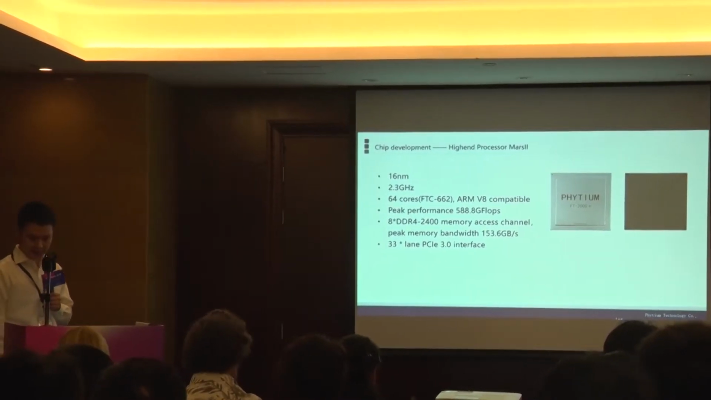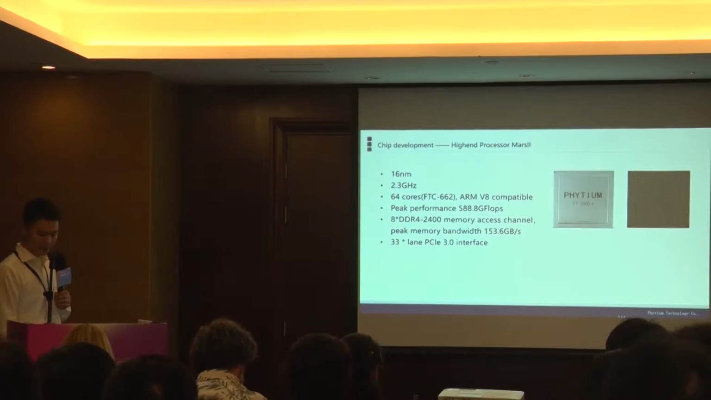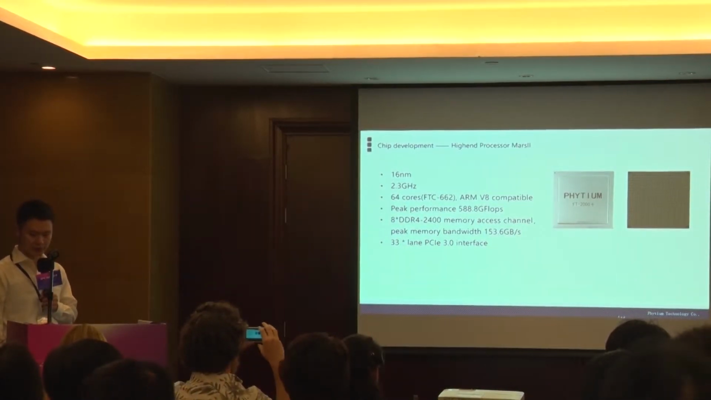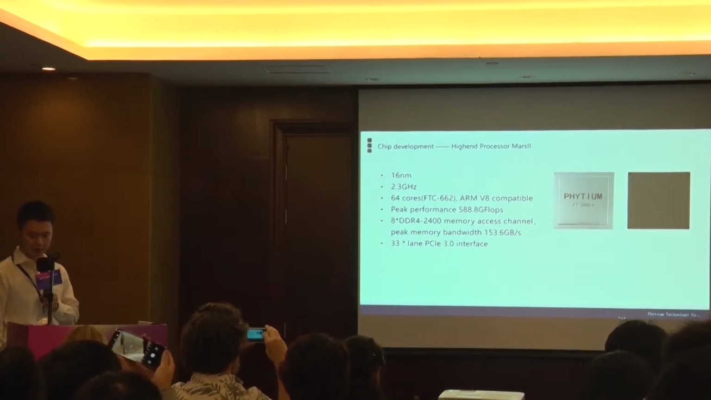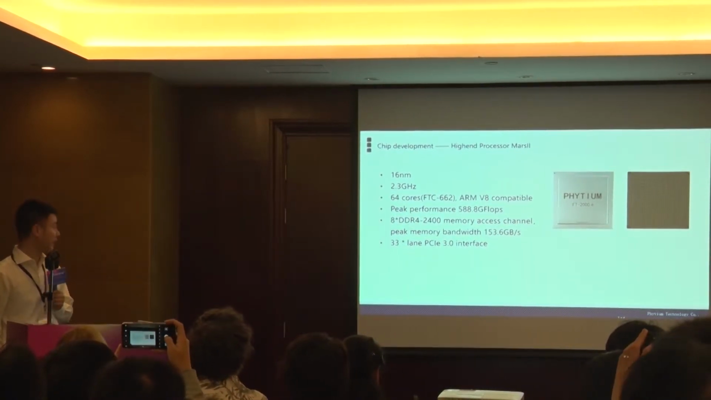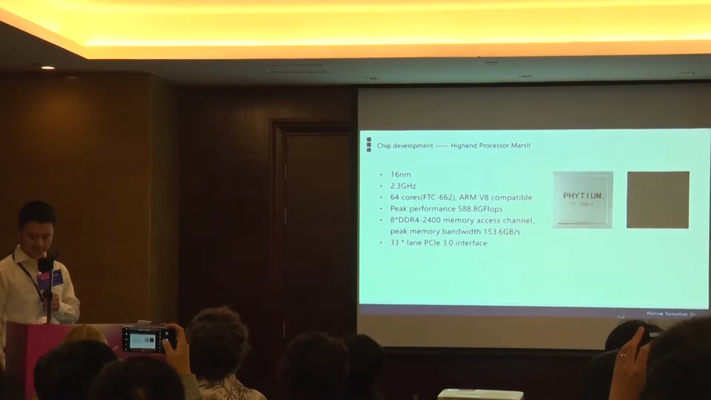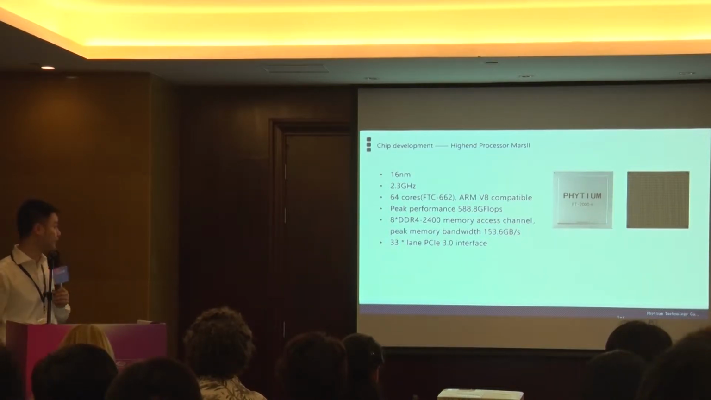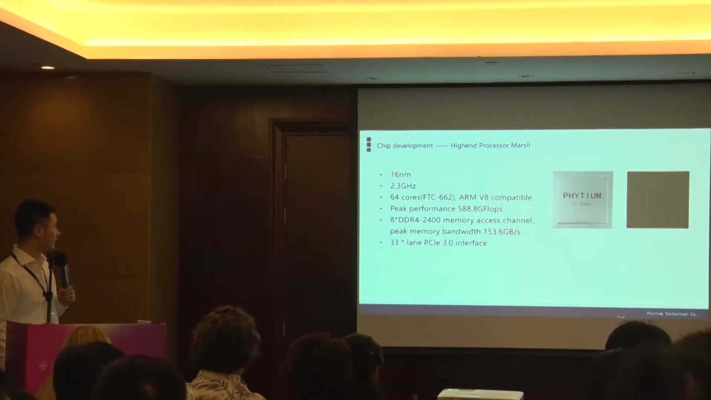So this is our new MAS2 processor. MAS2 is the next generation of MAS, which was released about 2 years ago. It is manufactured on a 16 nanometer process with 64 cores. The core name is FTC 662. It is ARM version 8 compatible.